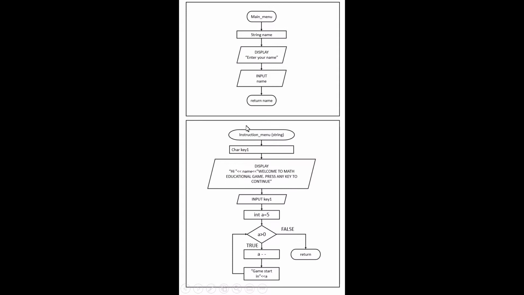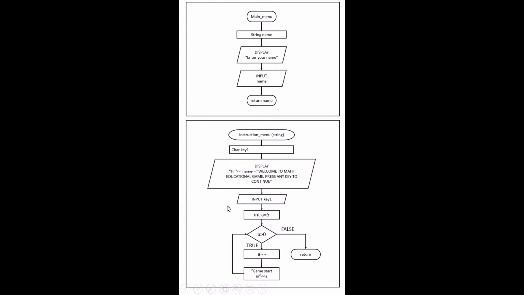So here is the second function, instruction menu. It is based on the name entered in the first function, which is passed to the second function. So it says, hi, name, welcome to the main functional game. Here it says press any key to continue.